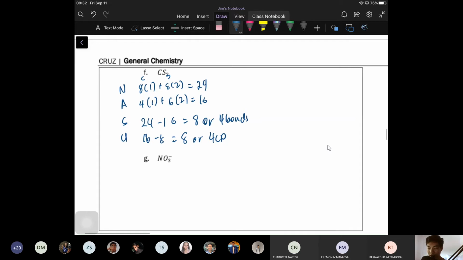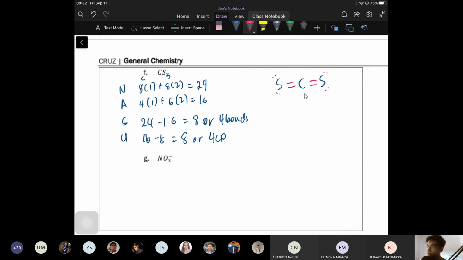Let me write the structure. The central atom is sulfur, I mean carbon. The terminal atoms are the two sulfurs. Then, I have 4 bonds, so two each. Then, I have 4 lone pairs. I will complete the octet of the sulfur. It needs two. The other sulfur here also needs two.